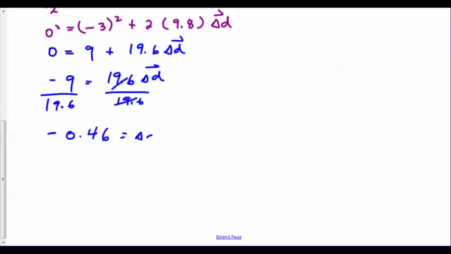-0.46. Negative. What does a negative mean? Hopefully you remember, negative is just a direction. It really just means that the object has traveled 0.46 meters in the upward direction. But leaving it as -0.46 is totally fine.